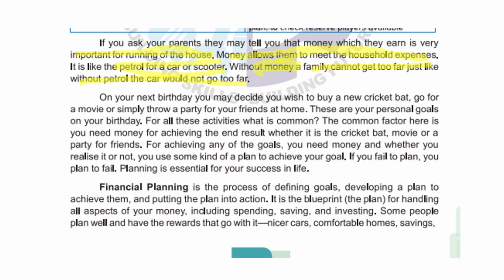ठीक है. So now on your next birthday you may decide you wish to buy a new cricket bat, go for a movie, or simply throw a party for your friends. These are your personal goals on a birthday. For all these activities, what is common? The common factor here is you need money for achieving the end results, whatever it is, cricket bat, movie, or a party for friends. For achieving any goals, you need money, and whether you realize it or not, you use some kind of plan to achieve your goals.